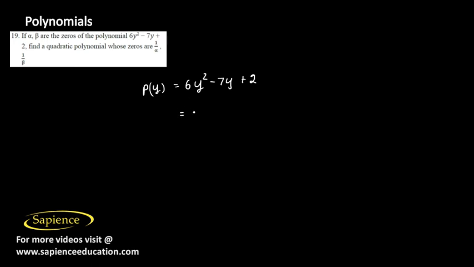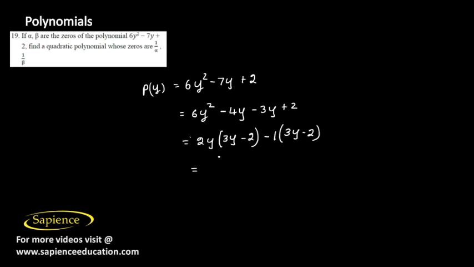So this will become 6y square minus 4y minus 3y plus 2. From these two terms we can take 2y common outside, 2y into 3y minus 2. From these two terms I'm taking minus 1 common outside, so this will become 3y minus 2. So 2y minus 1 into 3y minus 2. We have factorized it. Now we can find the zeros.